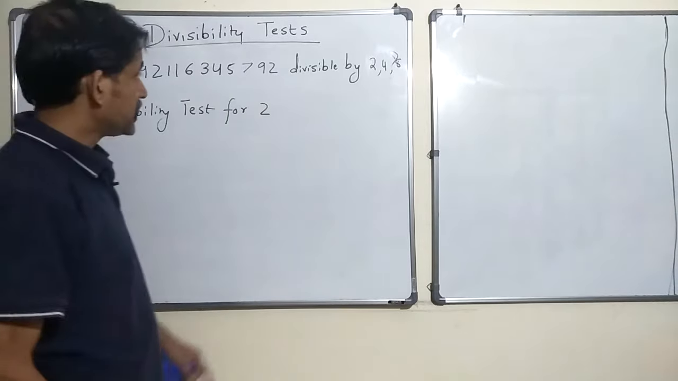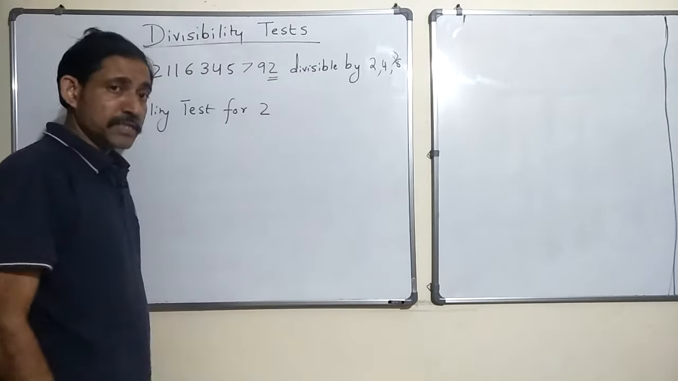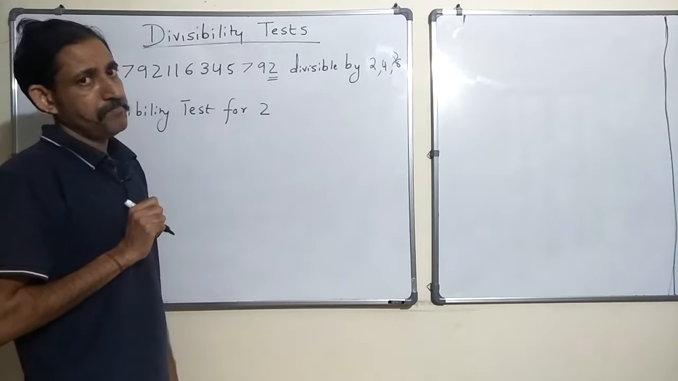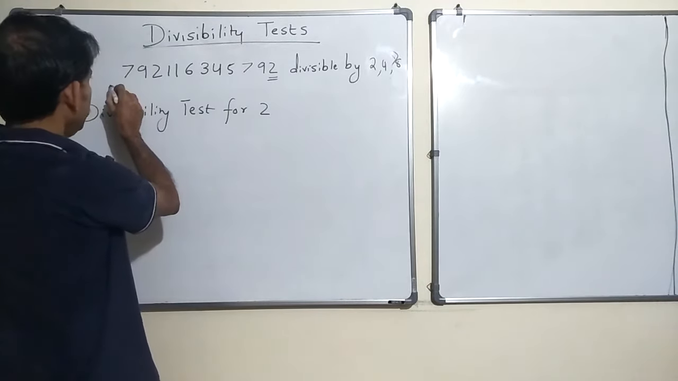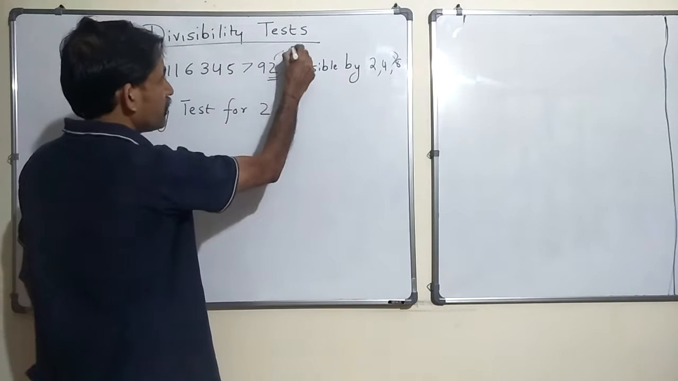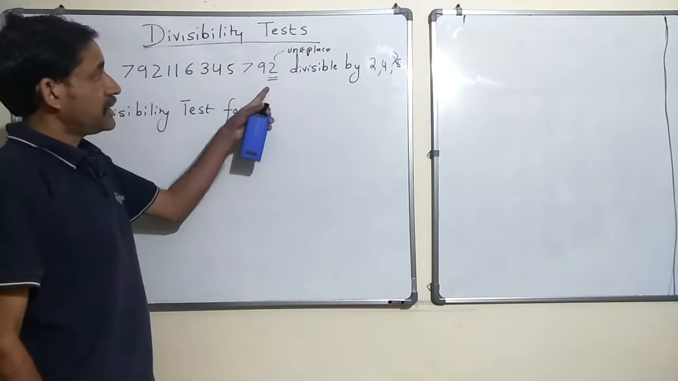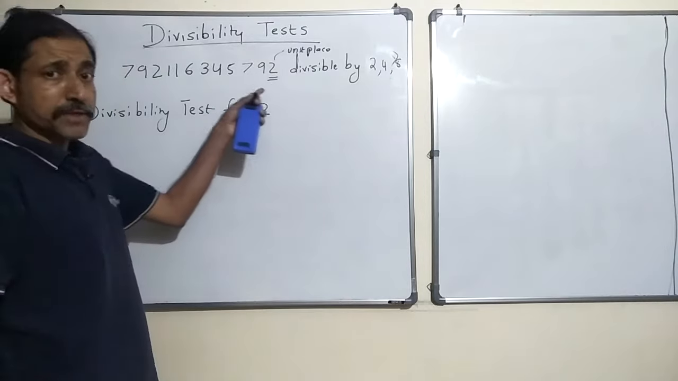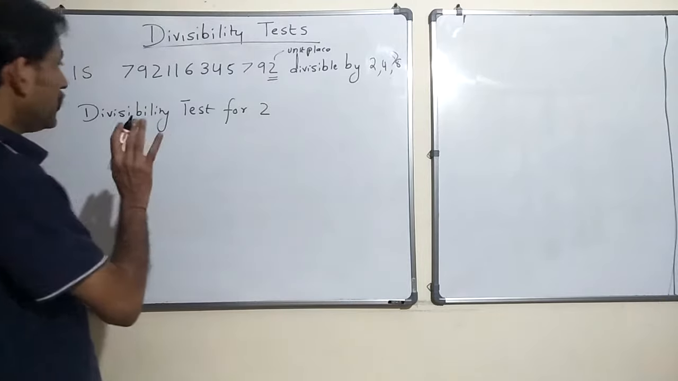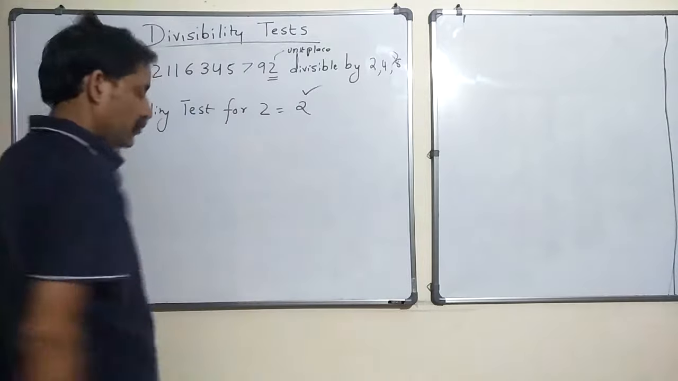A number is divisible by 2 if the digit in the units place of the number is either 0 or an even number. Now, which is the digit at the unit place? So this is the unit place. The digit in the unit place of this huge number that you can see is 2. It is an even number. So as per the divisibility test for 2, this number is divisible by 2.